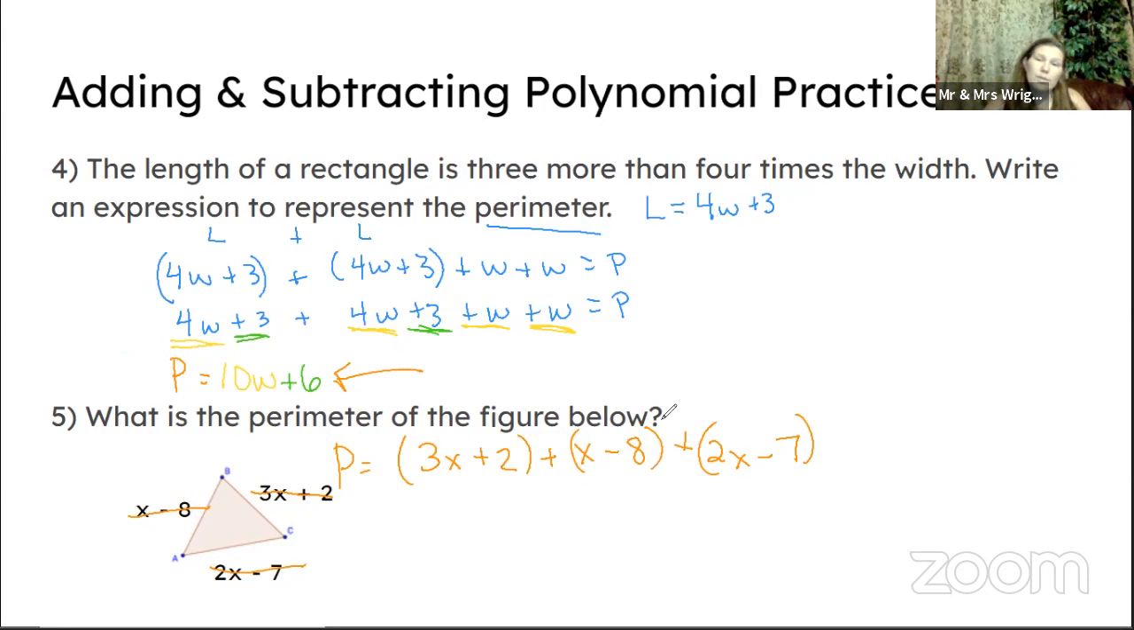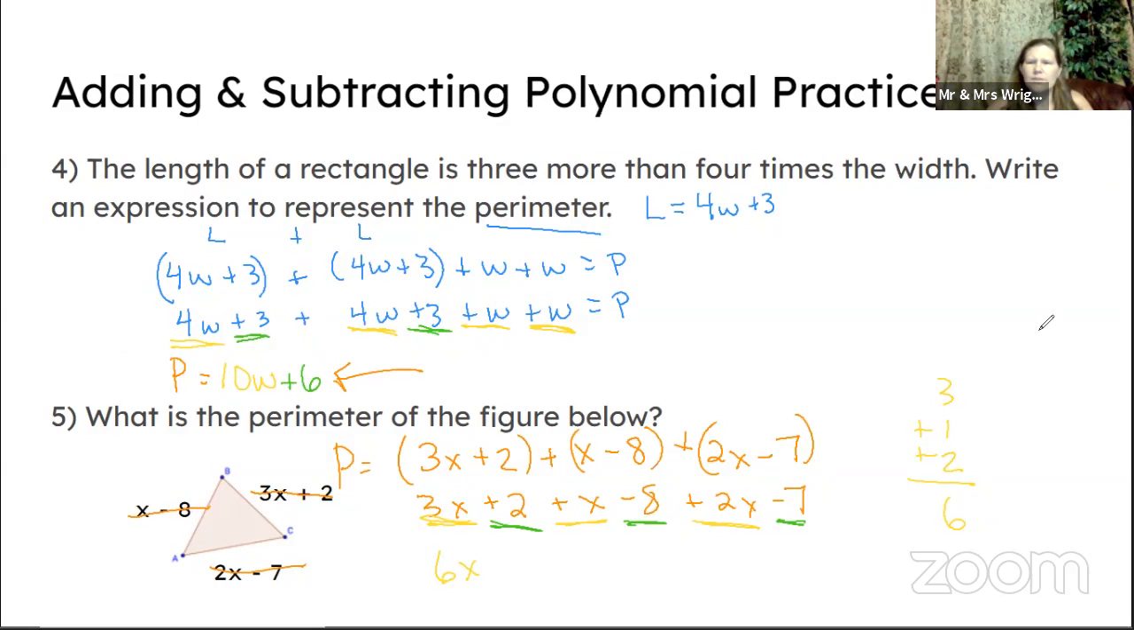Remember, since this is plus for all of our polynomials, in our first step we just drop our parentheses: 3x plus 2 plus x minus 8 plus 2x minus 7. Now we need to find some like terms. I've got an x here, an x here, and an x here. 3 plus 1 plus 2, 4, 5, 6. So that's 6x. What else have I got? The rest are all constants: a positive 2, negative 8, and negative 7.